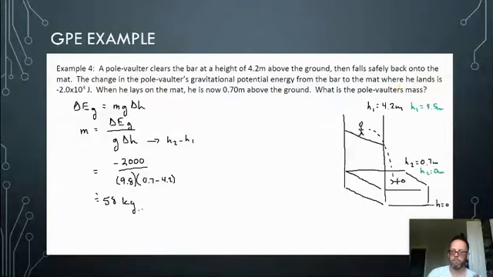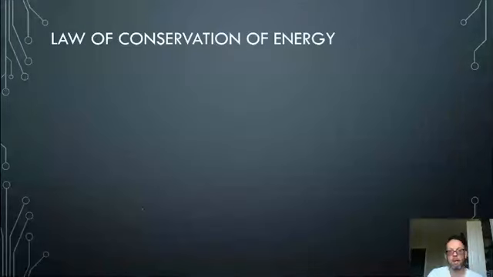All right, so just a quick little review of gravitational potential energy and how to calculate it. Remember, whether you use mgh or mg delta h, it's always a change from some reference height of 0.